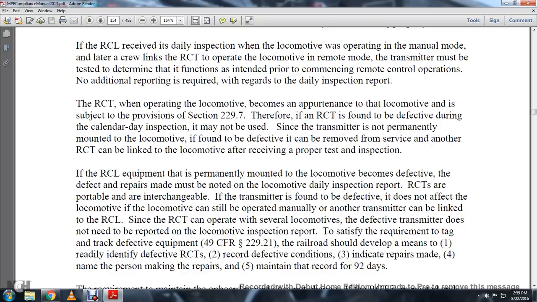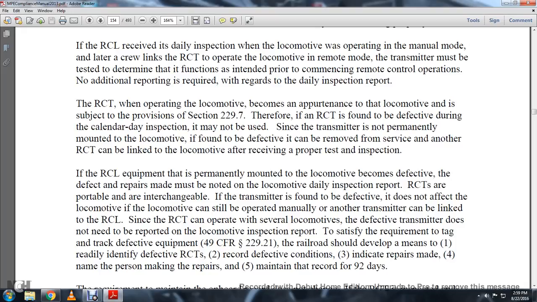The remote control transmitter, when operating a locomotive, becomes a part of the locomotive and is subject to the provisions of Section 229.7. Therefore, if the remote control transmitter is found defective during the calendar day inspection, it may not be used. Since the transmitter is not permanently mounted on the locomotive, it may be removed from service, and another remote control transmitter can be linked to the locomotive after receiving proper testing and inspection.